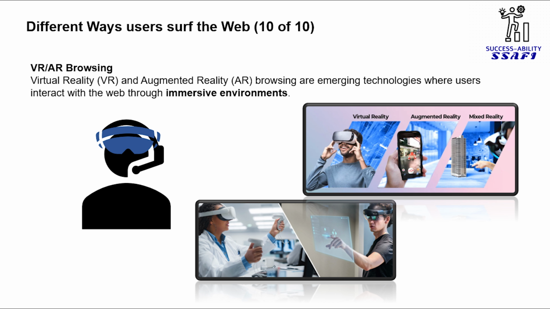Number four, 3D sound and haptics. In addition to visual immersion, VR systems often include special audio and haptic feedback vibrations to enhance the realism of the experience.